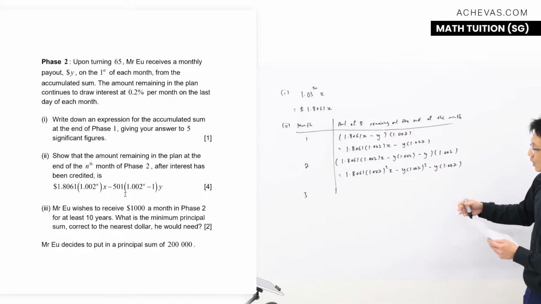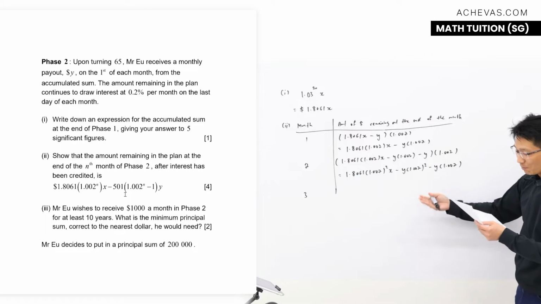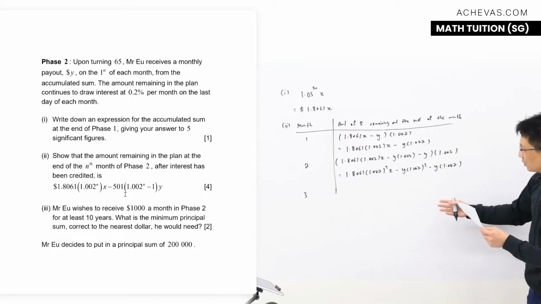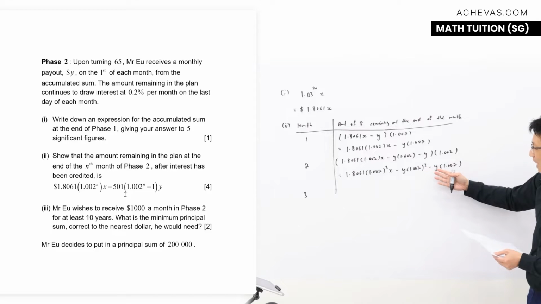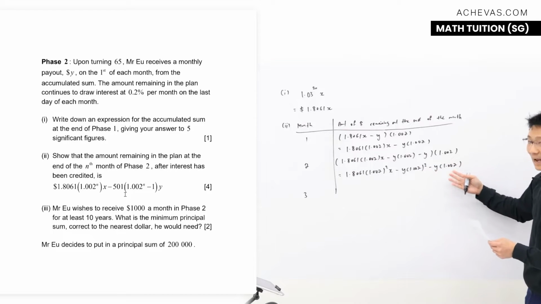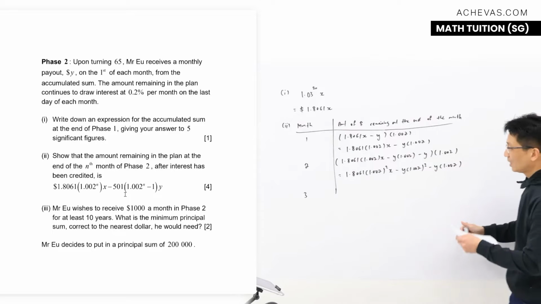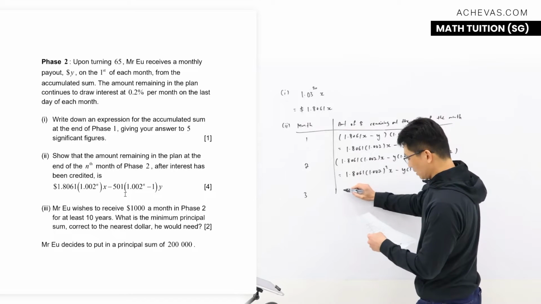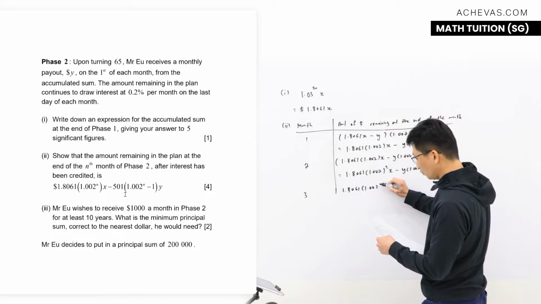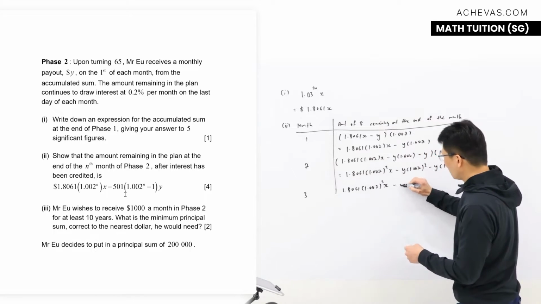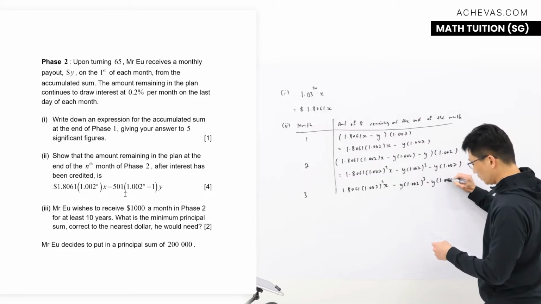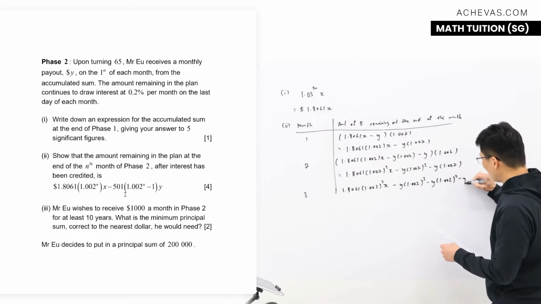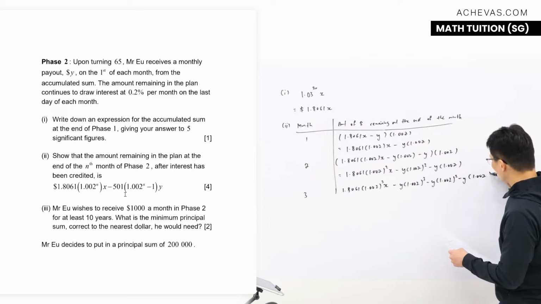And if we want to be safe, we can just write one more term here. We can do the same, minus Y from this whole expression, then I will multiply by 1.002 at the end of the month, which will give me a final result of 1.8061 times 1.002 to the power of 3 X minus Y times 1.002 cubed minus Y times 1.002 squared minus Y times 1.002.